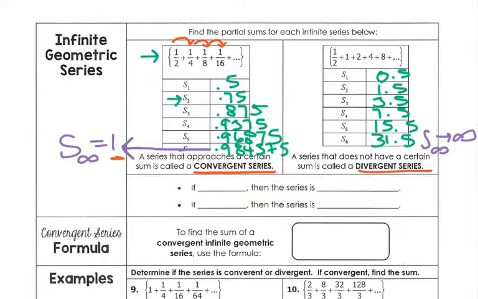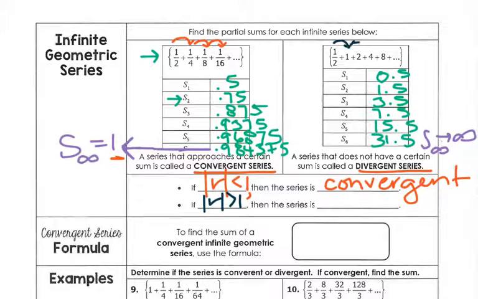So we want to say that R is less than 1, and specifically, the absolute value of R is less than 1. If the absolute value of R is less than 1, the series is convergent. It will come to a single sum. If the absolute value of R is greater than 1, so your terms keep getting bigger and bigger, then it's going to be divergent.